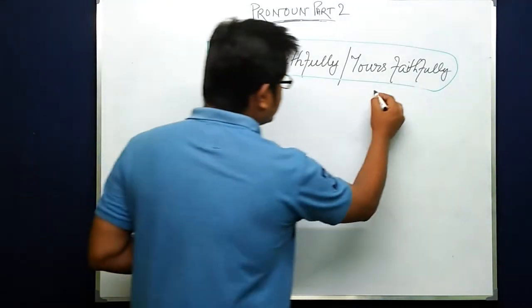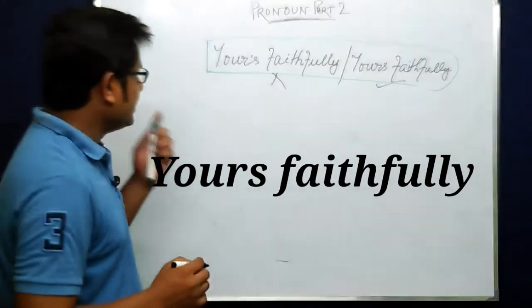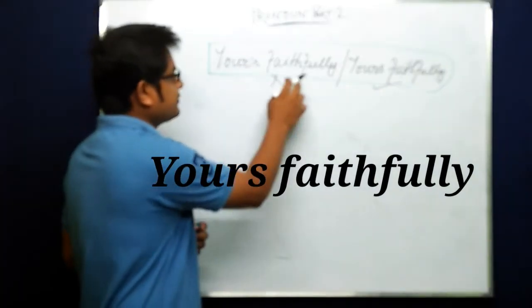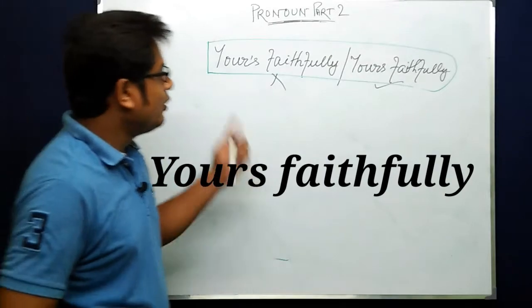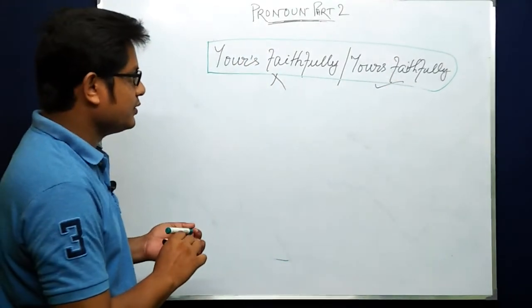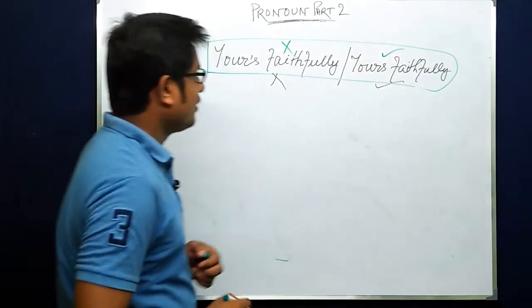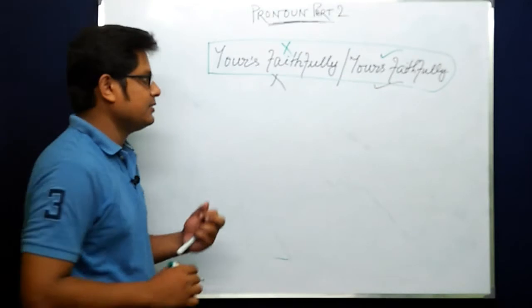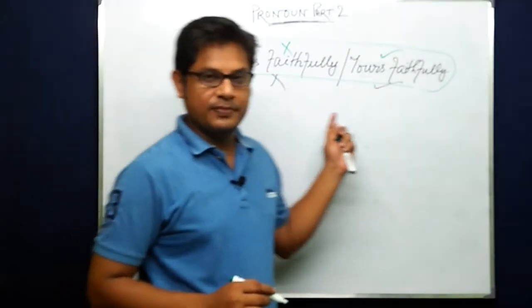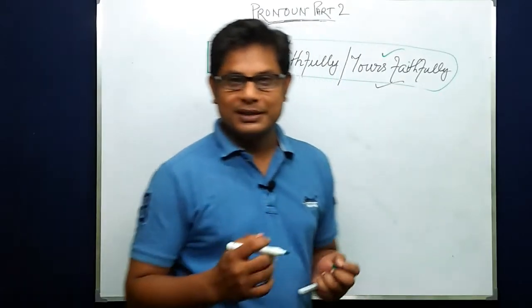See, always this one is right, this is wrong. Clear? So never use your apostrophe s faithfully, this is wrong use. Always use yours faithfully, that means there is no apostrophe between the two. This one is right and this one is wrong. Clear? Now let me tell you, when do we use them? We use this yours faithfully in any formal letter.